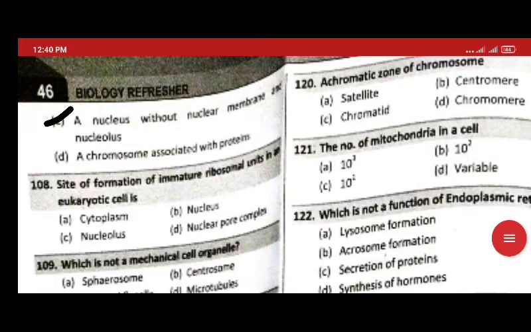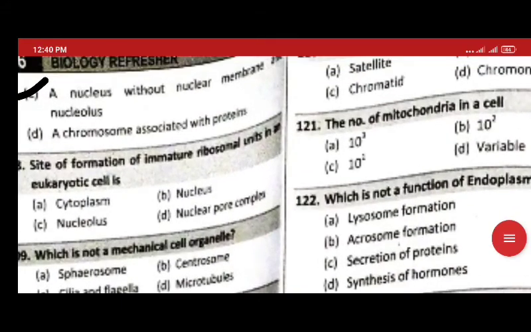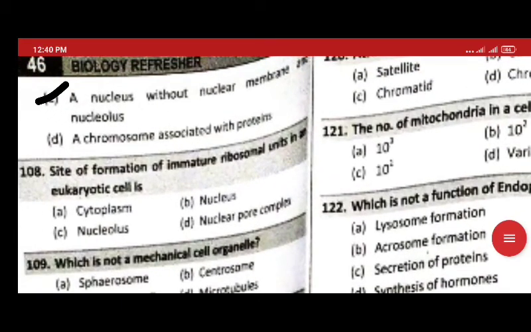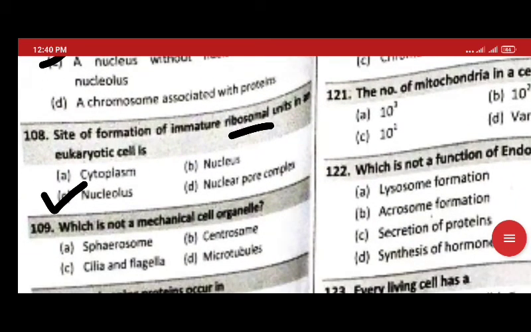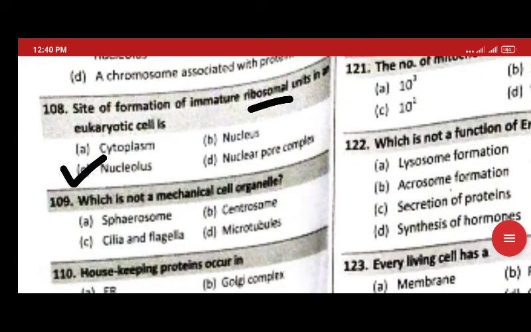Now 108. The site of formation of the immature ribosome unit in a eukaryote cell is called what? Nucleolus, because ribosomes are connected with the nucleolus by rRNA.